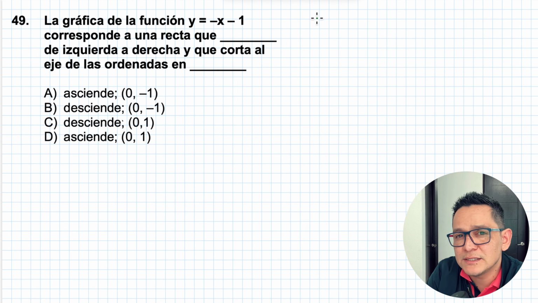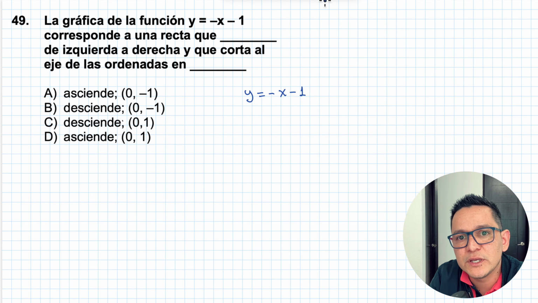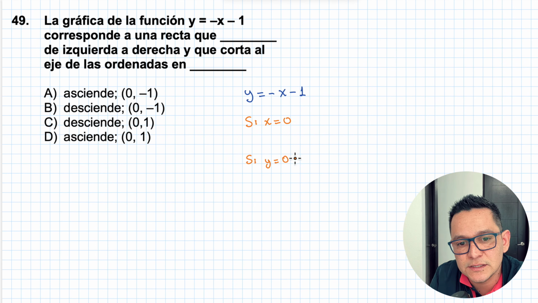Well, this one might seem really hard, but it's much simpler than the previous one. Look, I'm going to write here the function that was y equals -x minus 1. And now I'm going to say two things. For example, x is equal to 0, and I'm going to calculate y. And I'm also going to see what happens if y is equal to 0. Let me do that, okay?